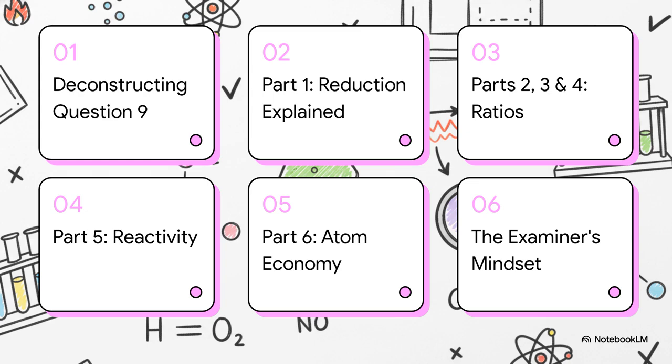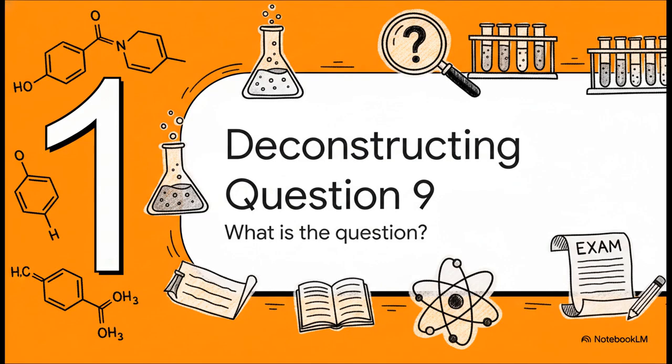Let's get to it. All right, the question we're putting under the microscope is question 9. It's from the AQA GCSE Chemistry Higher Tier paper from June 2023. This isn't just one question, it's a whole series of tasks designed to test a bunch of different skills. Let's dive into the first part.